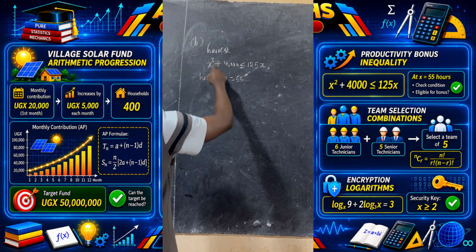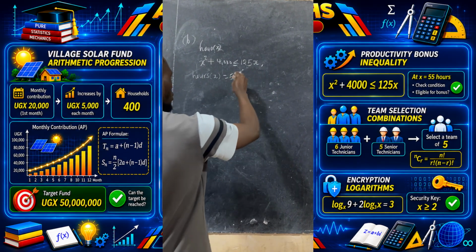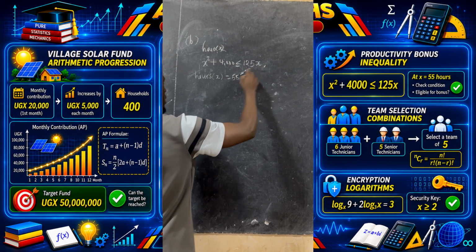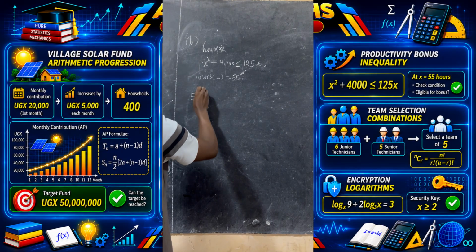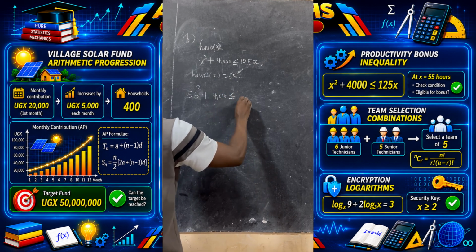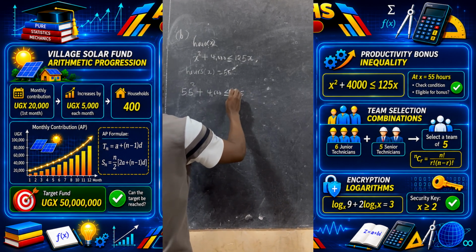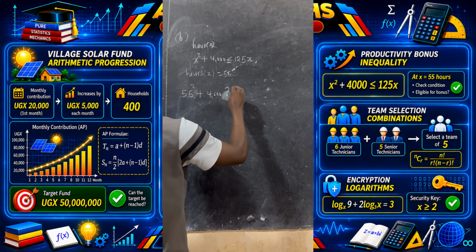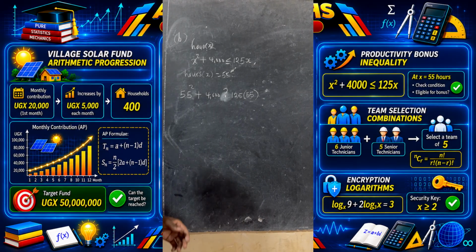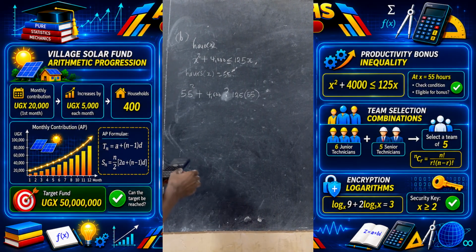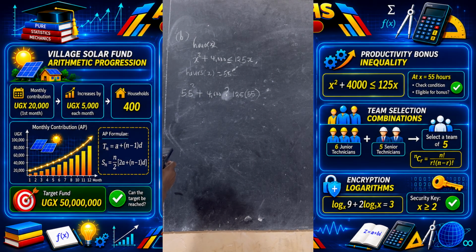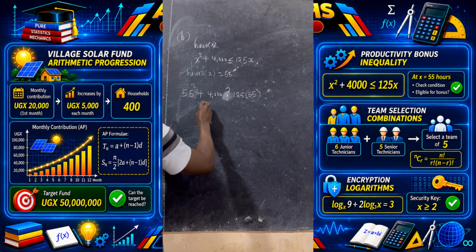Now, since they have given us the condition for the bonus, and this person is working for 55, let us substitute and see if he really qualifies. So we are saying 55 squared plus 4,000, is it less or equal to 125 times 55? Actually, now I'm putting a question mark. If it is less or equal to that, then he will qualify. If it is not, so this is 55 squared plus 4,000.